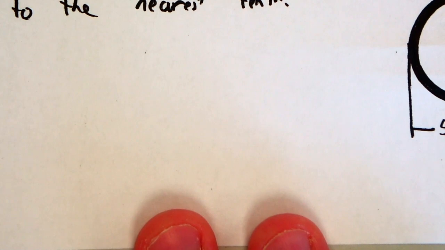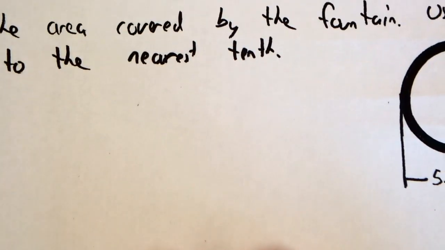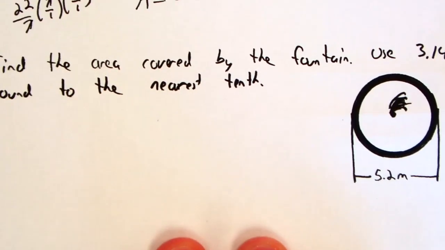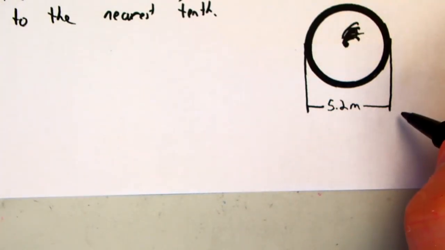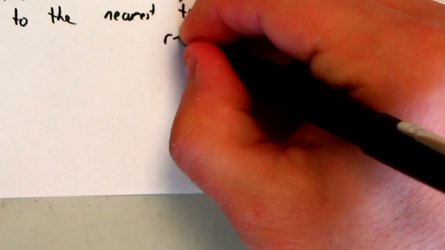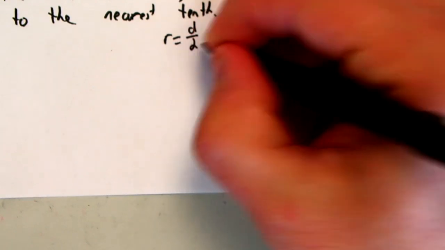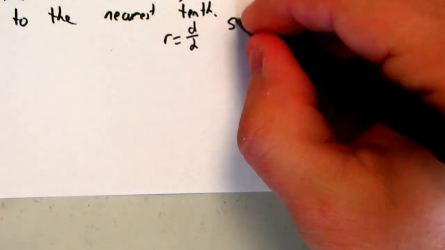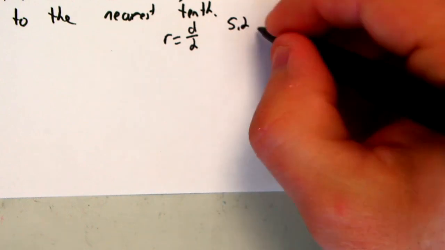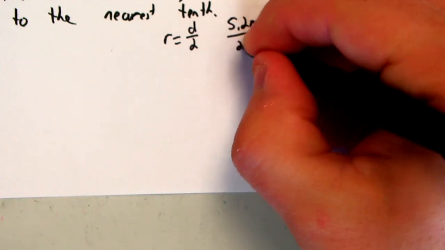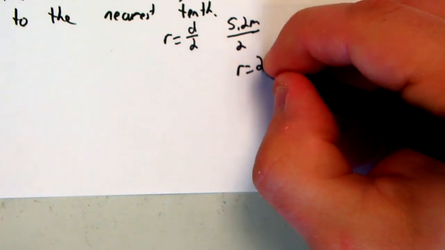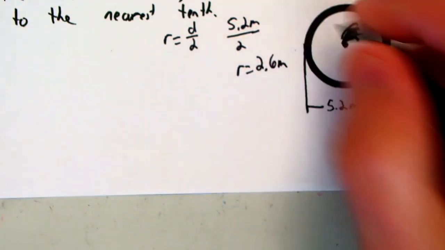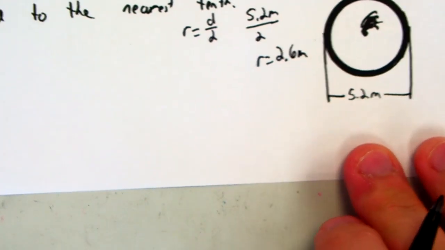Example 3, it says find the area covered by the fountain. Use 3.14 for pi, and in this case it says to round to the nearest tenth. So my diameter is 5.2. So I need to find the radius first. So the diameter is 5.2. So my radius is really going to be 2.6 meters.